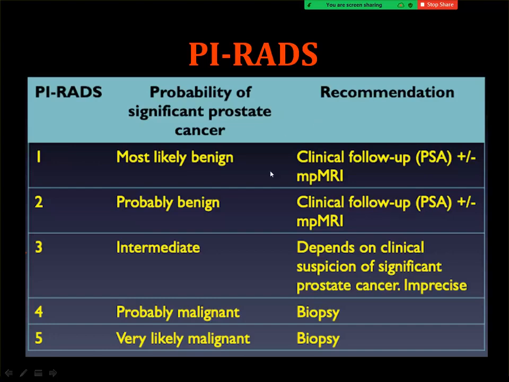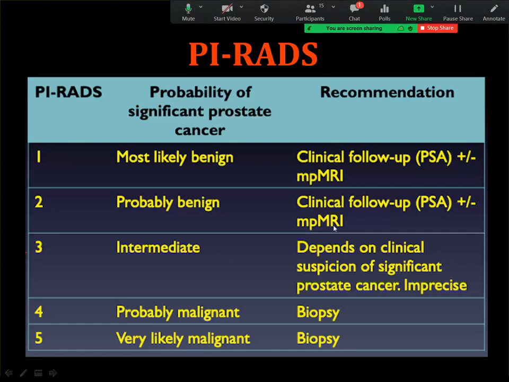They said that BI-RADS 1 is most likely benign, and this requires only the clinical follow-up. BI-RADS 2 is probably benign, then clinical follow-up and BSA plus or minus multiparametric MRI. Actually, I do not recommend the multiparametric MRI because it is a lengthy procedure and costs a lot of money.